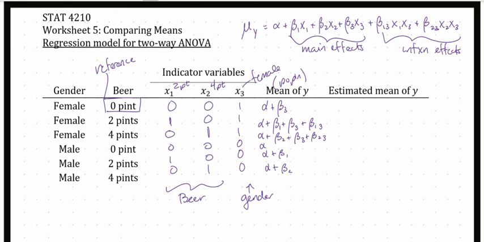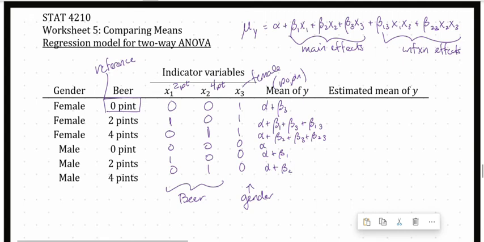Alright, so I hope that you paused the video and didn't just wait for the answers. But even if you did, here's what we get. So just going through the way we did with the first two groups, females with 0 pints, 2 pints, and so on, I just plugged in these values. So x1 for females with 4 pints is 0, but x2 for females with 4 pints is 1. So I just take x2 equals 1, x3 equals 1, and I plug that into this model up here. And that means that now the population mean for females who drink 4 pints of beer is alpha plus beta 2 plus beta 3 plus beta 2,3, that interaction effect, because x2 and x3 are both 1.